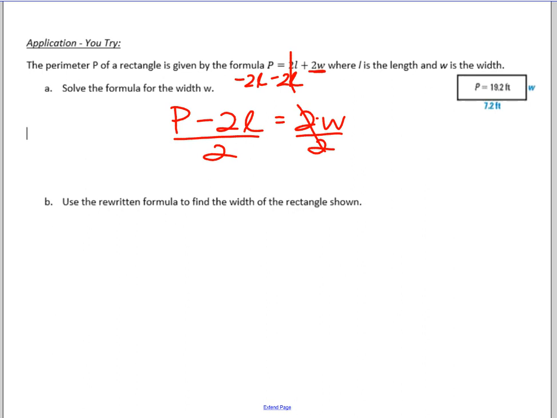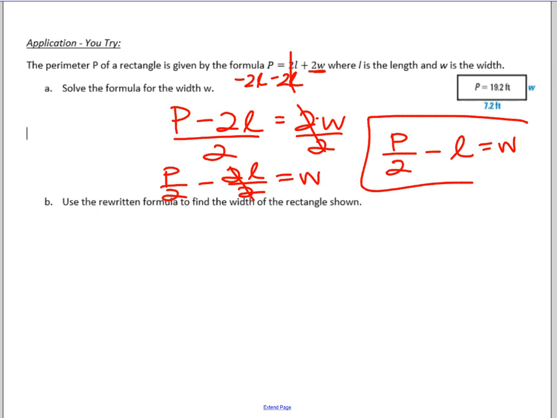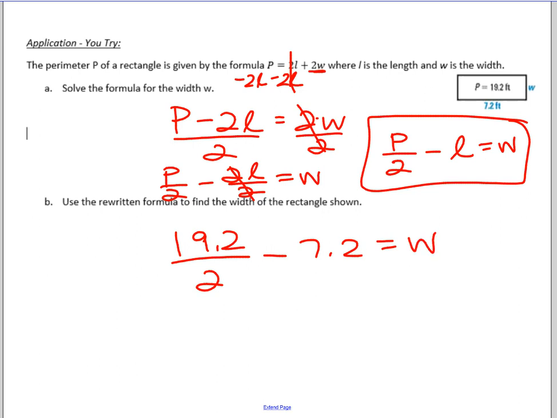But now over on the left side, I want to split this up into P over 2 minus 2L over 2 is equal to W. Why did I split that up? Because now I can see that these 2's are going to cancel. So really, I have P over 2 minus L is equal to W. So that's my formula. Solve for width, right? Now, use the rewritten formula and plug in the information. So I told you that P was 19.2 over 2 minus the length is 7.2 is equal to W. Plug this into your calculator and solve.